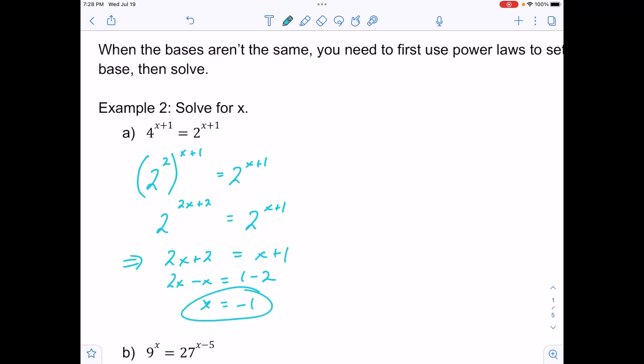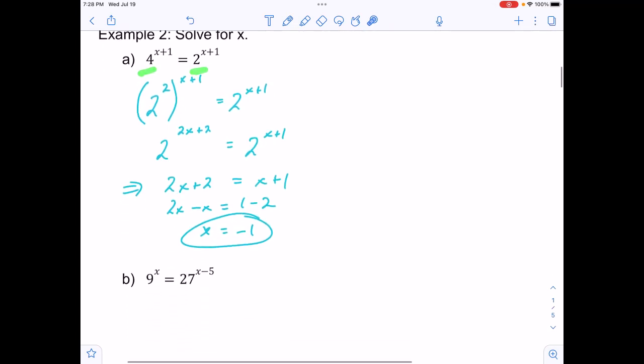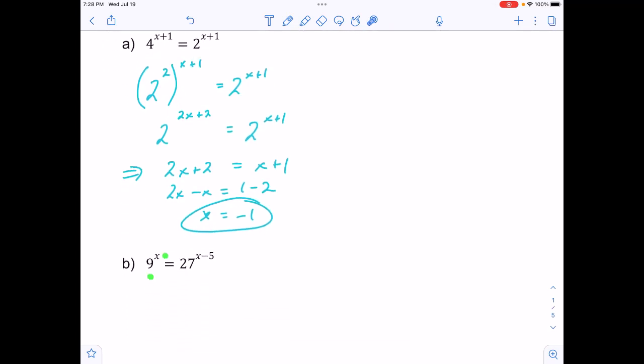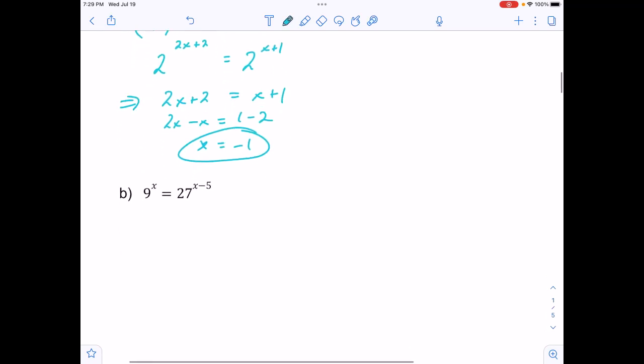Okay. That was easy because one of our initial bases was going to be the base for the other one. But look at example B here. 9 to the power of x is equal to 27 to the power of x minus 5. 27 is not 9 to the power of something, just like how 9 is not 27 to the power of something, but they both have a factor of 3, and in fact, 9 is 3 squared, just like 27 is 3 cubed.